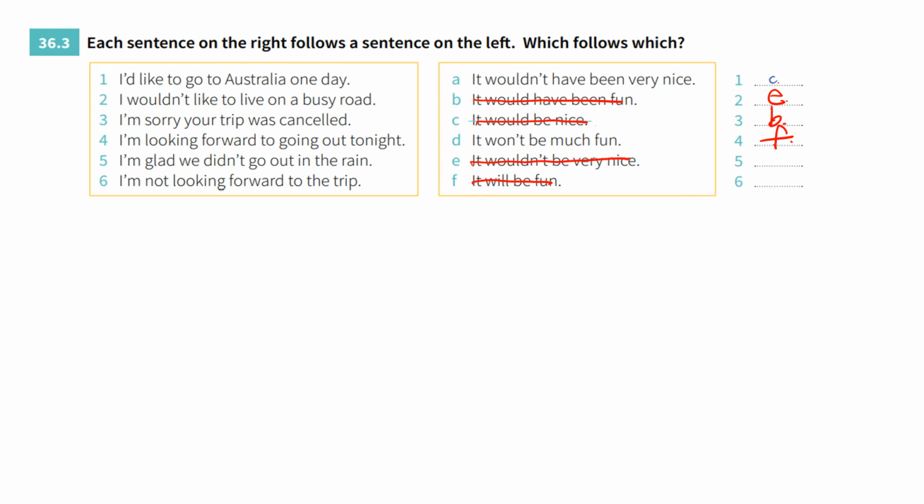And then number 5, I'm glad we didn't go out in the rain. Okay, so we didn't go out. And then it wouldn't have been very nice. Okay, A here, number 5. I'm looking forward to the trip. And then it won't be. Oh, I'm sorry, I'm not looking forward to the trip. So it won't be much fun. So D here.